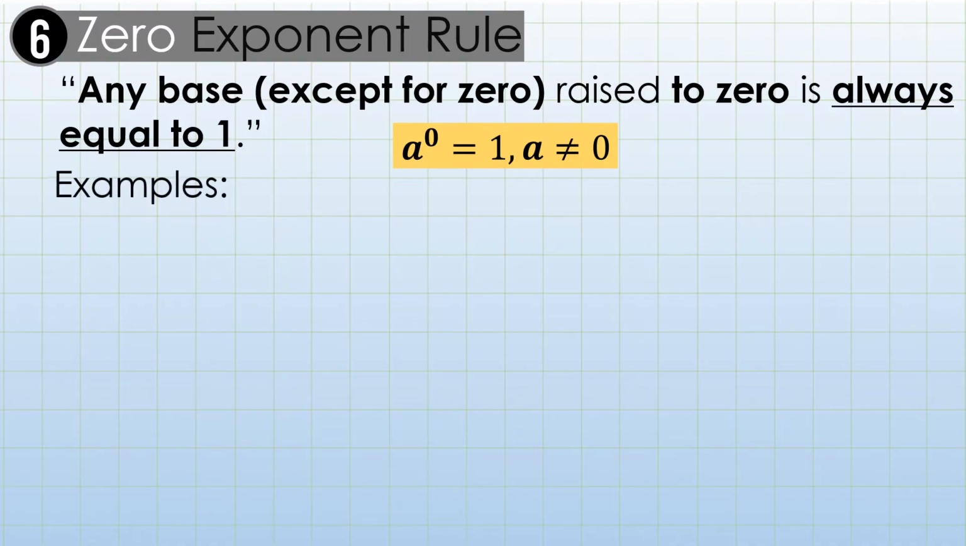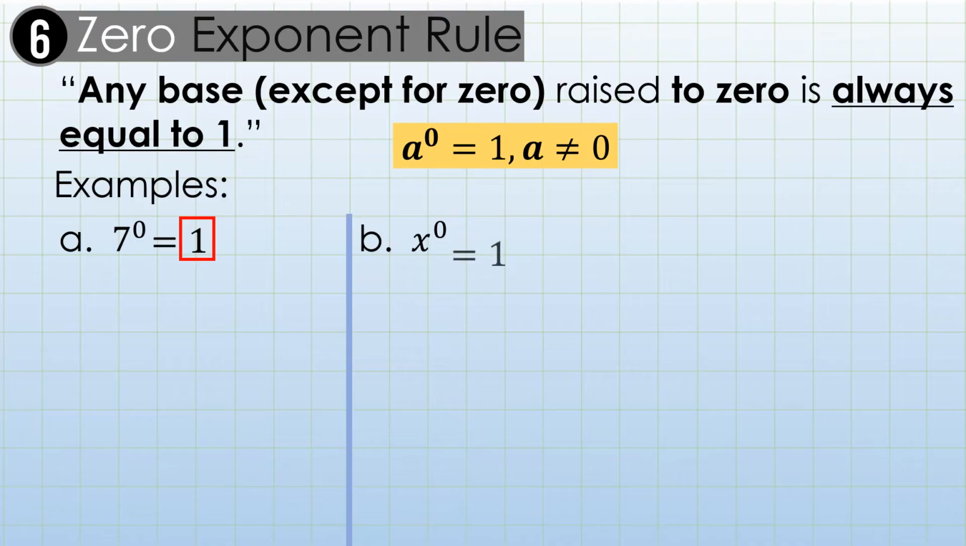Anyway, let's have examples. What is 7 raised to 0? Answer, 1. Tapos ang usapan. Okay? Tandaan nyo lang, basta yung exponent mo ay 0, ang sagot ay 1. How about for variable? What is x raised to 0? Answer, still 1. Bakit? Kasi yung exponent niya ay 0. How about this? 6x squared y raised to 0.